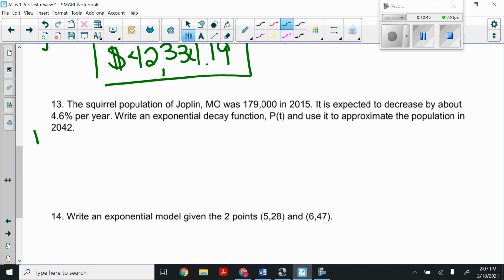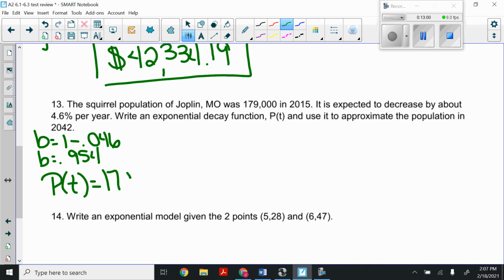So remember that our B, our decay factor, is 1 minus 0.046 in this case. So when I do 1 minus 0.046, I find out that my decay factor is 0.954. So my decay function is going to be P of t equals the initial population, 179,000, times my decay factor, 0.954, to the t power.